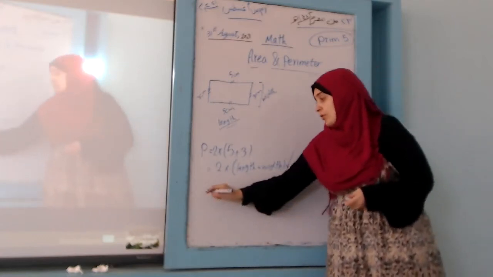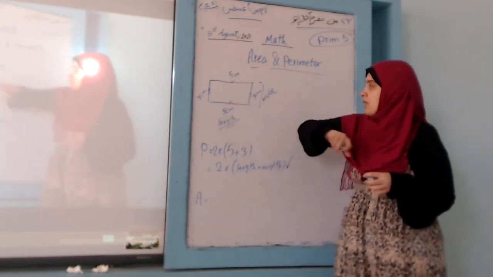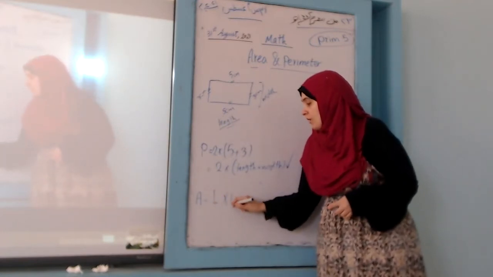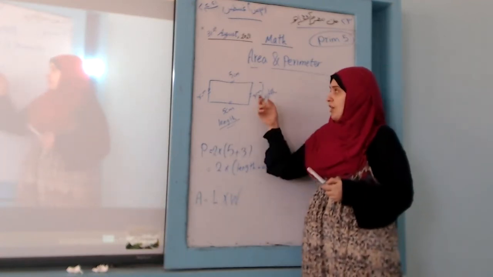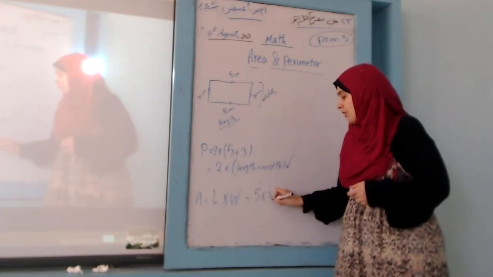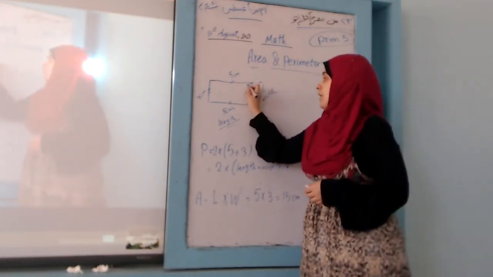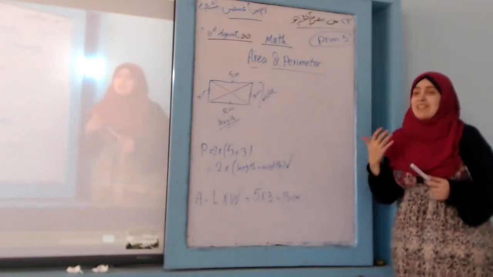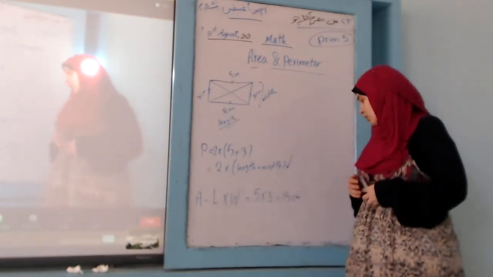The area of the rectangle is very easy. I get the length and multiply it by the width. So the area of any rectangle is L multiplied by W, length multiplied by width. In this example, my area equals 5 multiplied by 3, so the answer will be 15 square centimeters. I know that a rectangle also has a diagonal, and the two diagonals are equal in length, but I can't use the diagonal to get the area. The area of the rectangle is length multiplied by width.